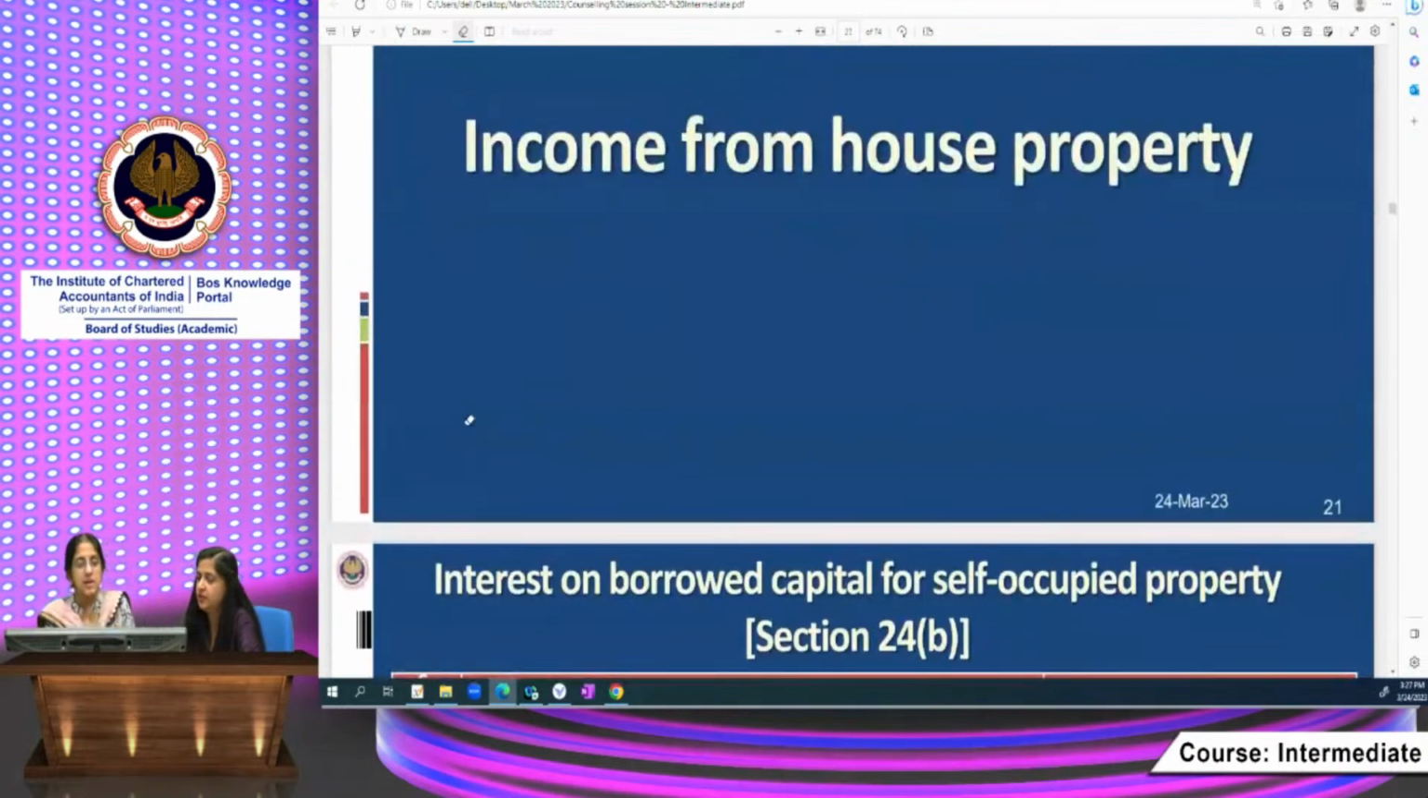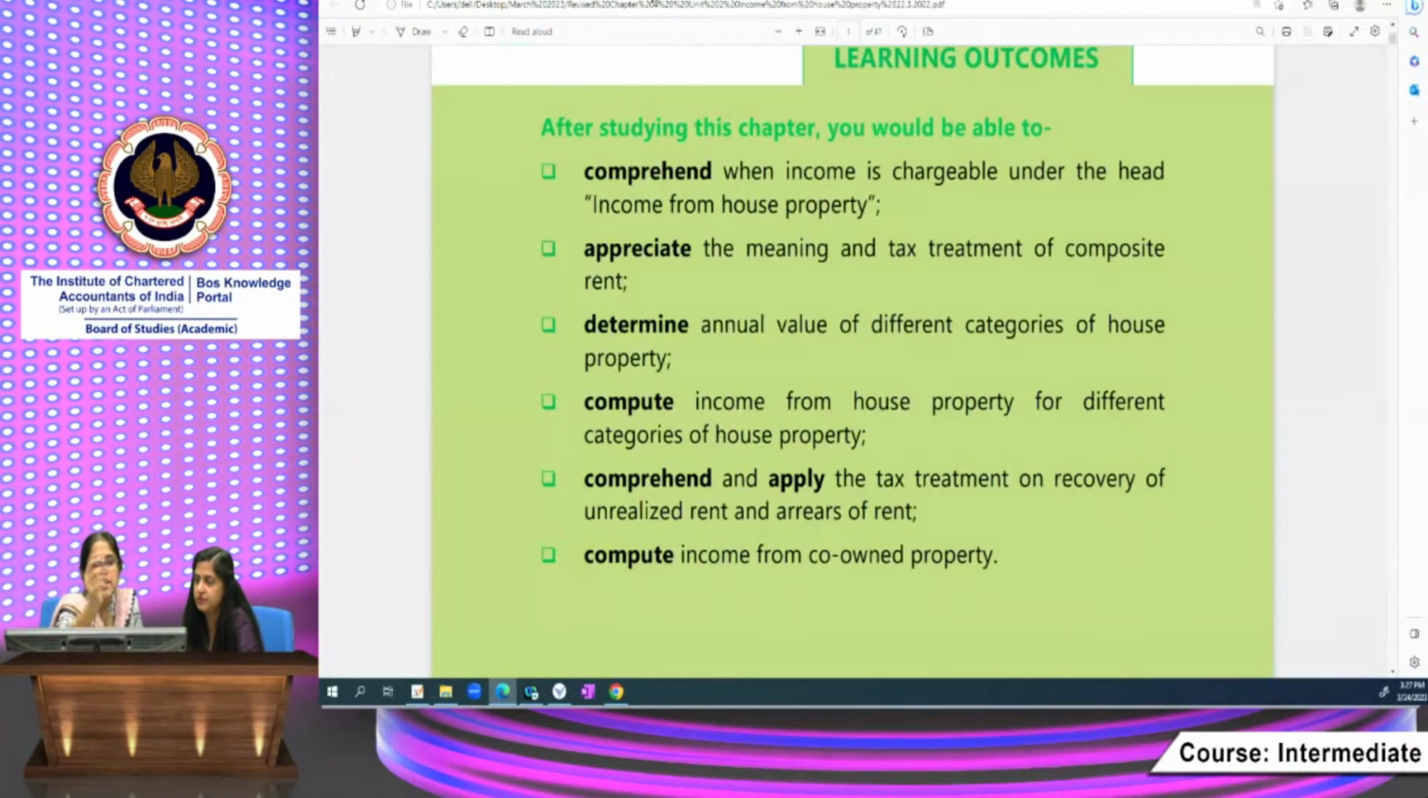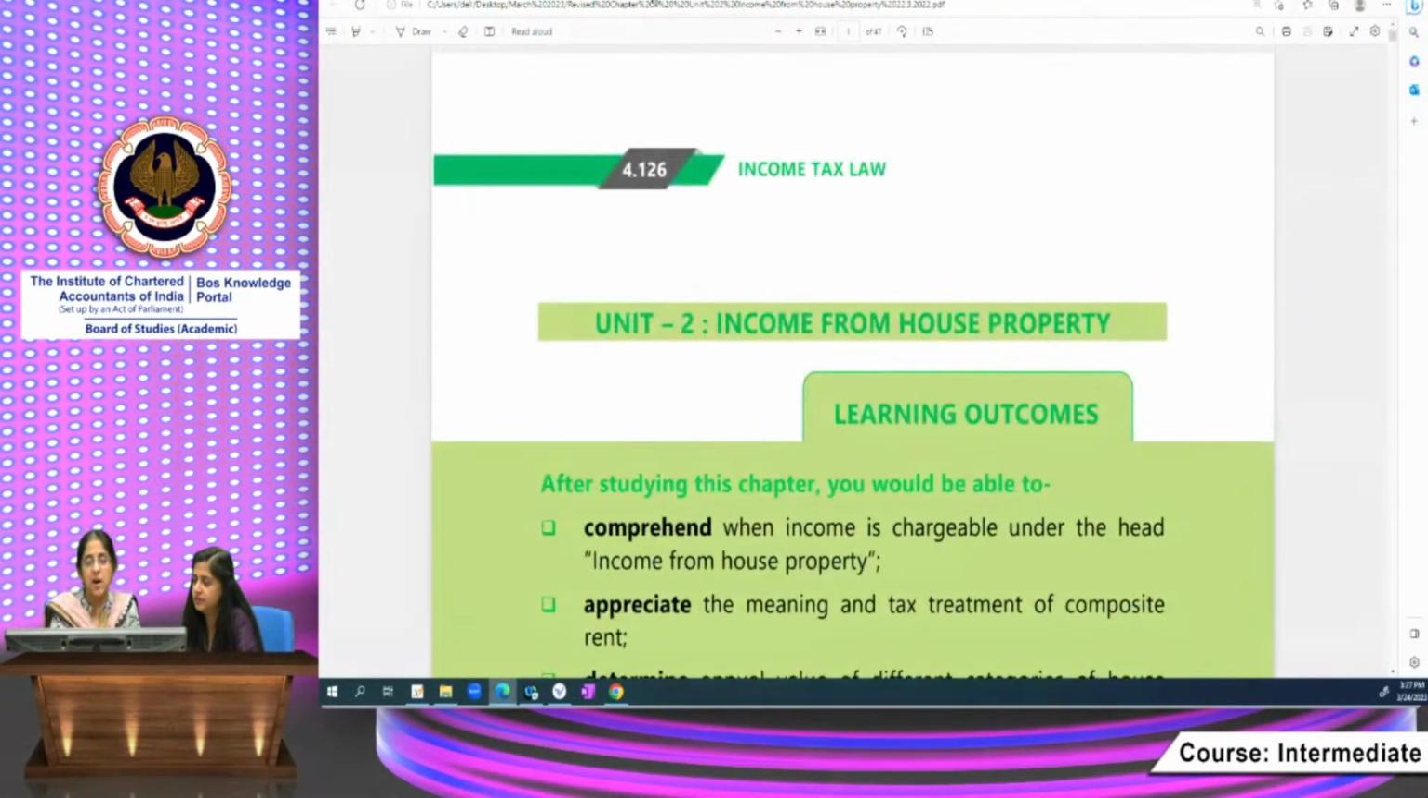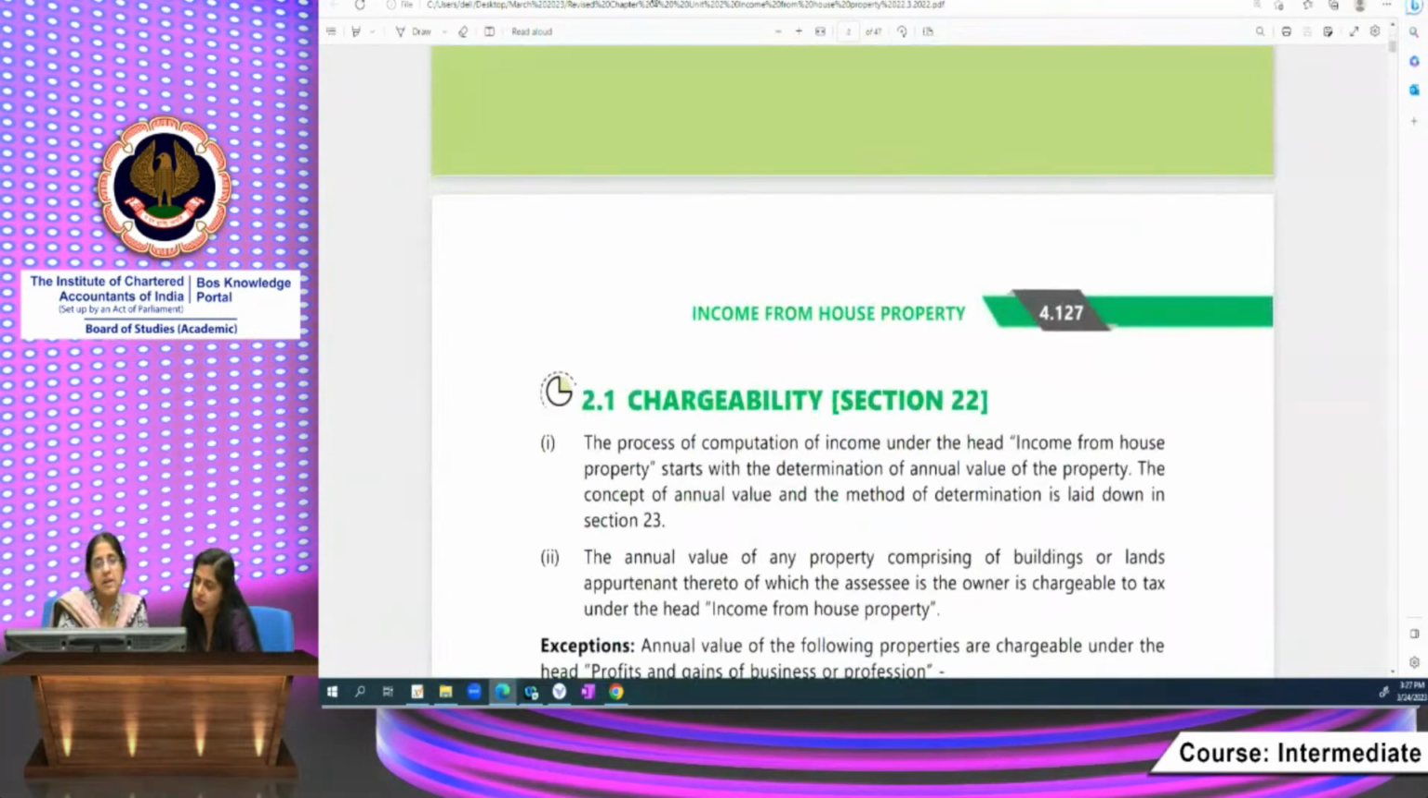Okay, now we'll go to the next head of income. Now this is income from house property. Normally, when you talk about income from house property, you will think it's rental income. But the Act uses the word annual value. Rental income is also one of the factors considered, but it's not the only factor. Other factors are also taken into account: municipal valuation, fair rent, standard rent, everything.